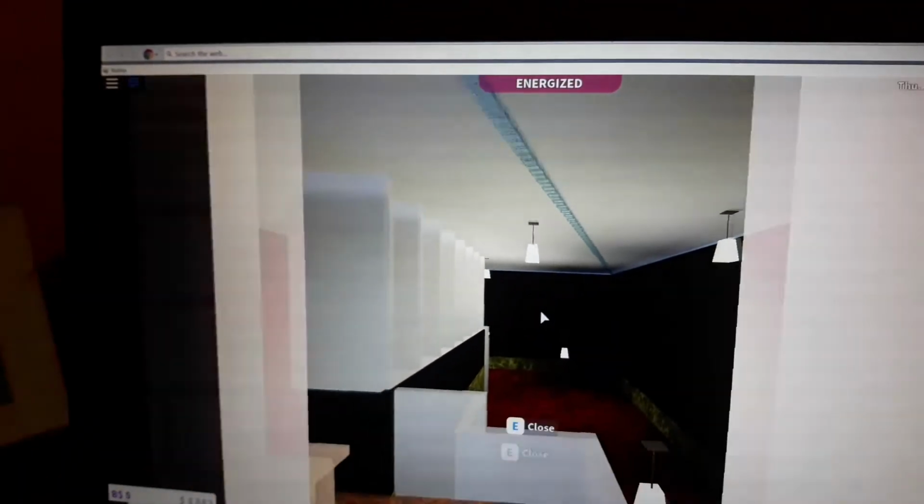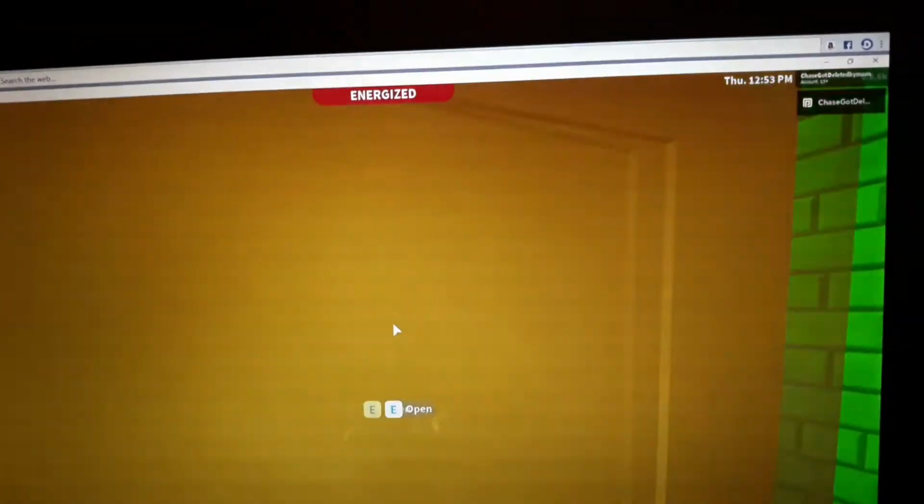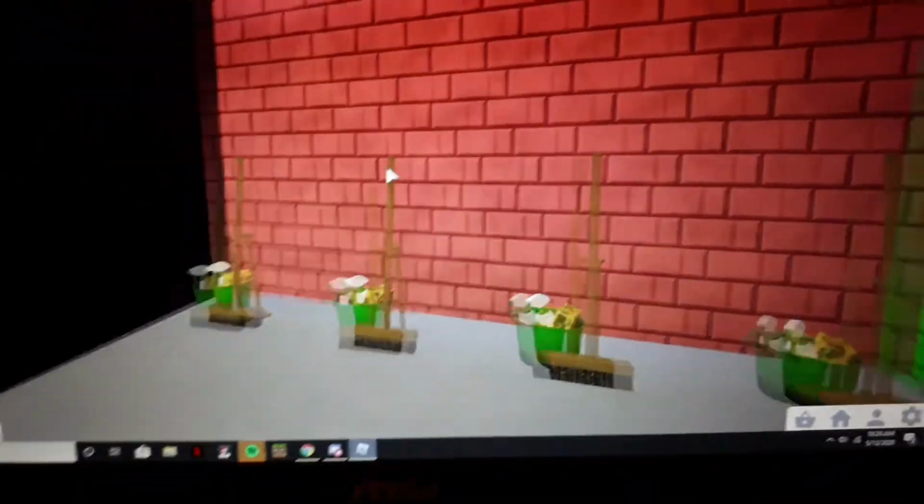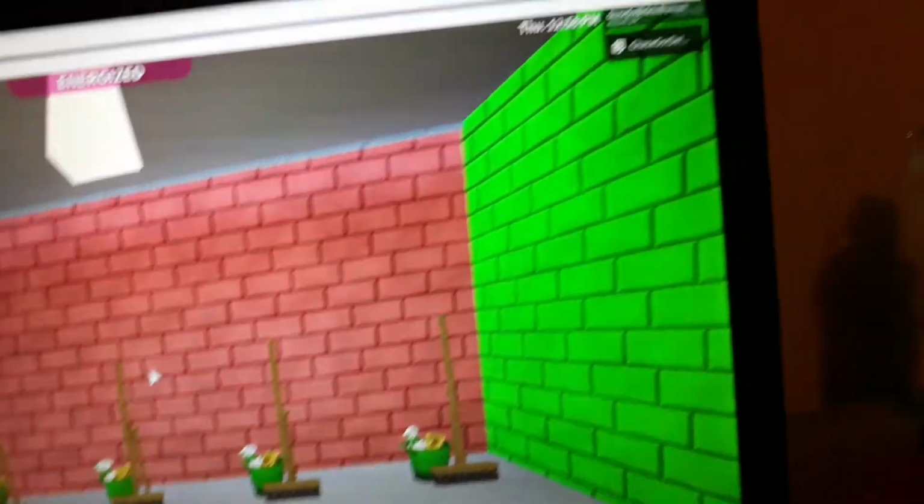Alrighty. And then right here is actually the exit door. So right here is the exit. And also this gold looking door right here, that's literally just the janitor's closet. One mop for each room.